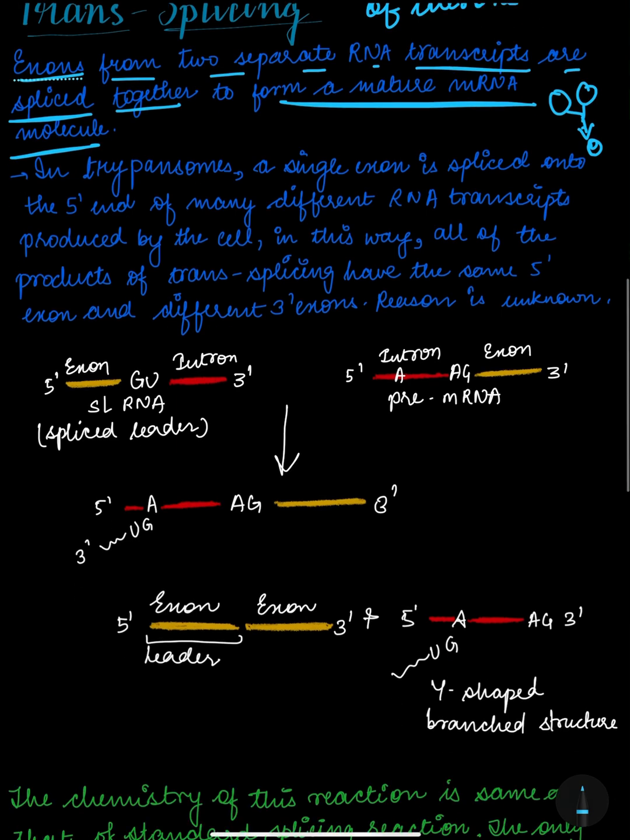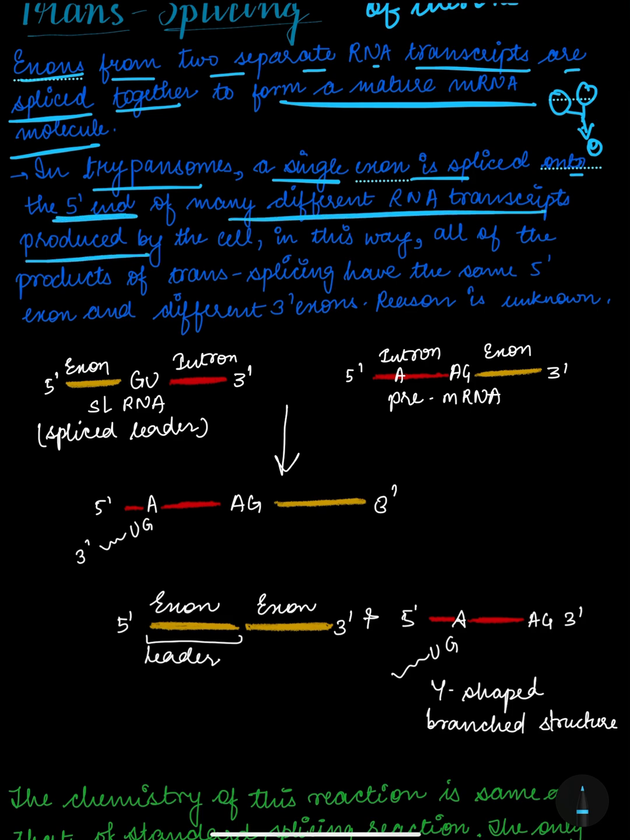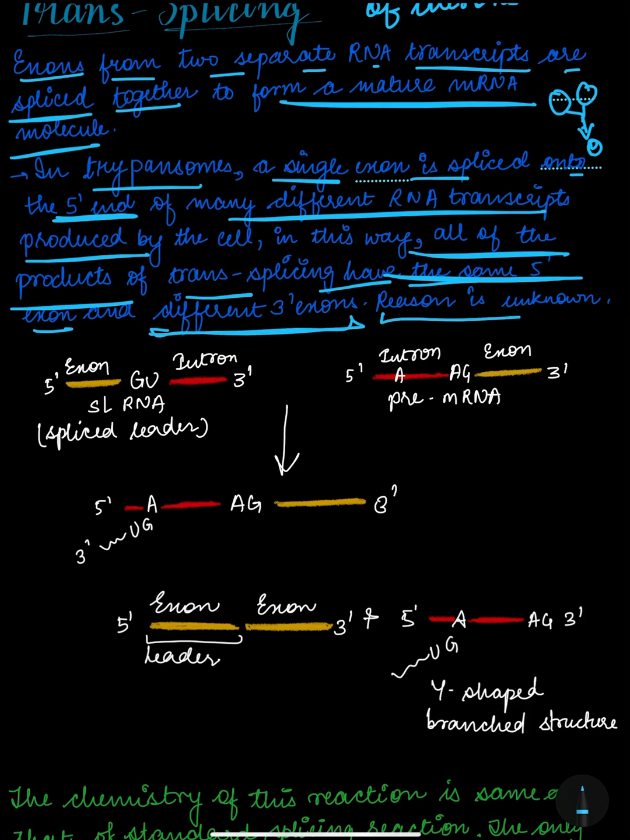Okay, so see, in trypanosomes, a single exon is spliced onto the 5' end of many different RNA transcripts produced by the cell. In this way, all the products of trans splicing have same 5' exon and different 3' exon. The reason for trans splicing is still unknown. So basically what they are trying to say is single exon spliced onto the 5' end. Means the 5' end of the exon remains same, but on the 3' end different types of exons are ligated, spliced and ligated.